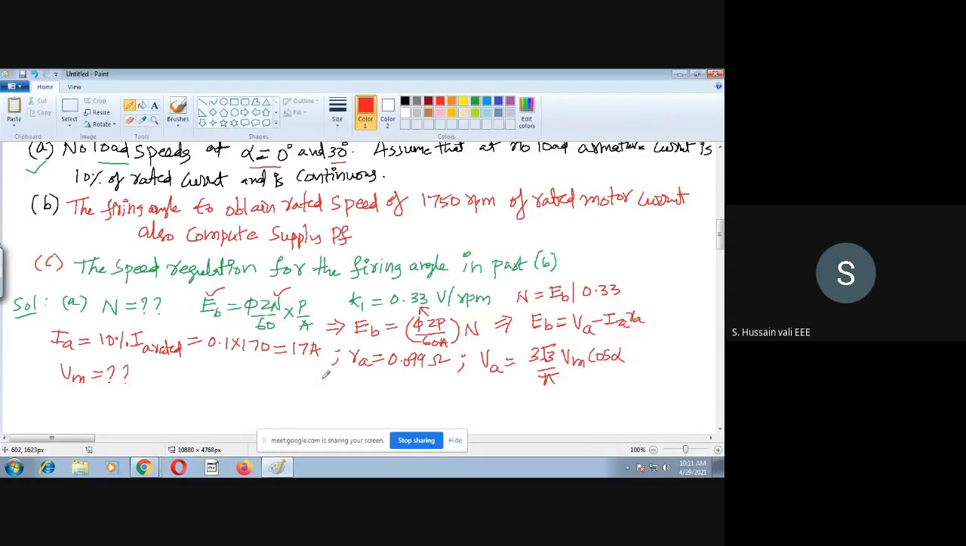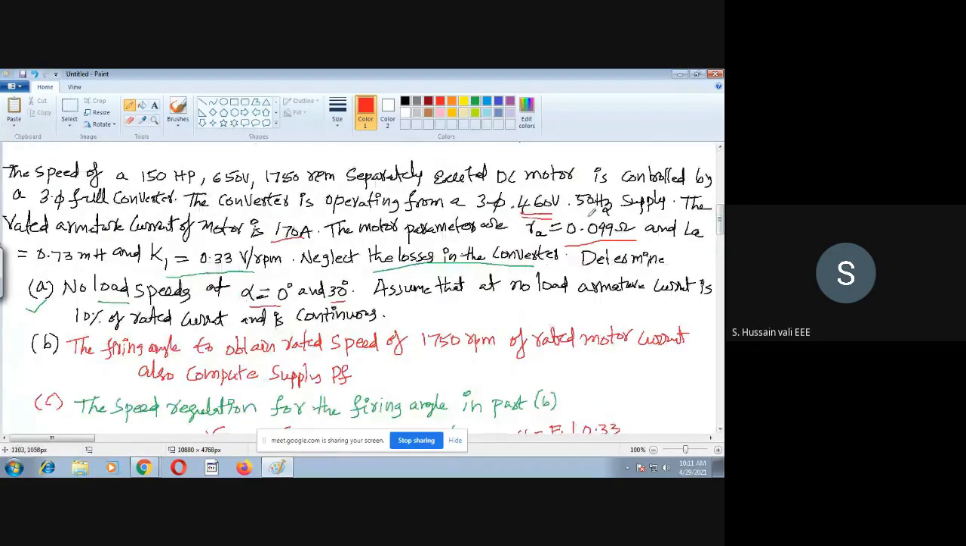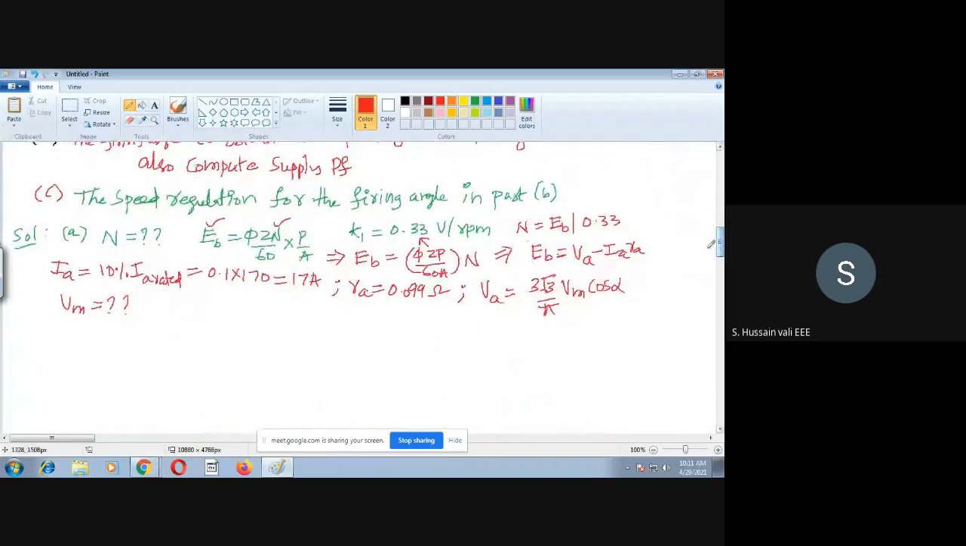In the problem, he has given one voltage. What is the voltage he has given? Yes, 460 volts. What is this 460 volts? I told you already, in the case of three phase, it is a line voltage, and that too an RMS voltage. Unless they mention otherwise, the voltage given in the question or on any data sheet is the RMS value.